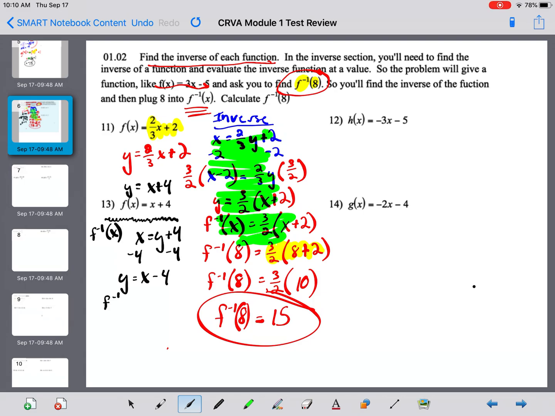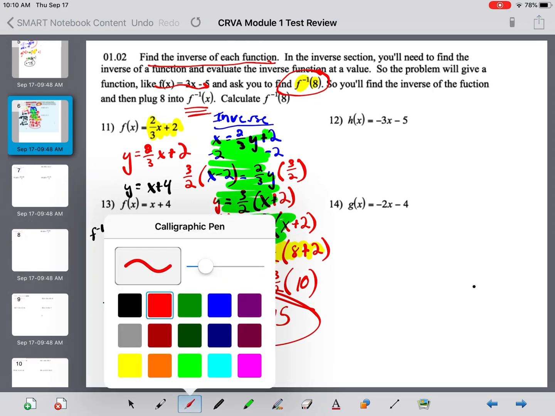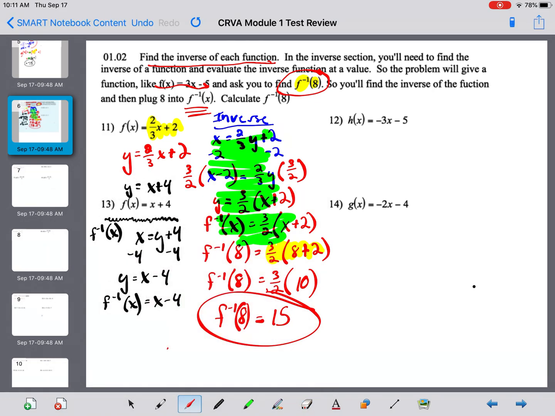But let's rewrite that with function notation. So this is the inverse function. All right, the inverse of f of x is x minus 4. So now let's evaluate it at some number. I'm going to choose 8, but really they could choose 10 and then you just put in 10 in place of x. So you get 8 minus 4. The inverse of the function evaluated at 8 is 4. 4 is the solution to this.